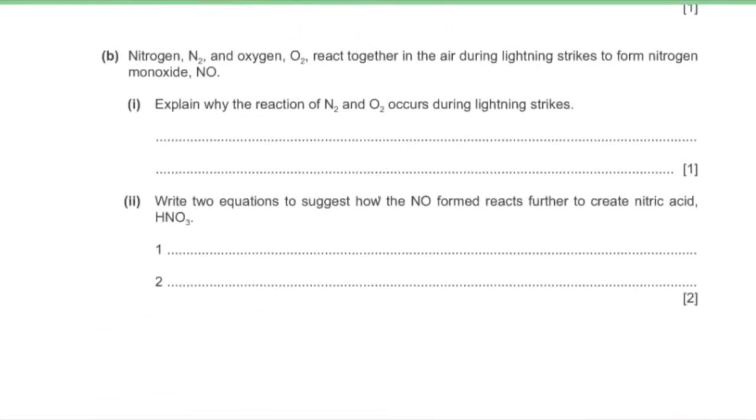Part B, nitrogen and oxygen react together in the air during lightning strikes to form nitrogen monoxide. Explain why the reaction of nitrogen and oxygen occurs during lightning strikes. So to make nitrogen react with oxygen, we need a lot of external energy, and that's where lightning will help. This lightning will provide energy that is nitrogen's activation energy.